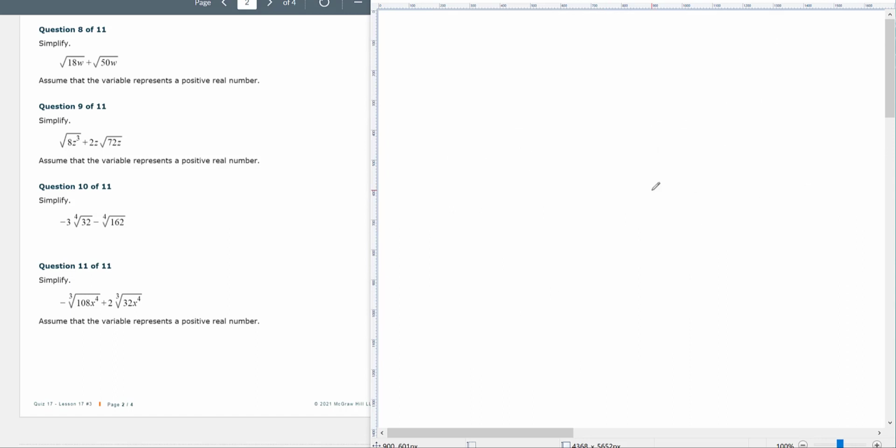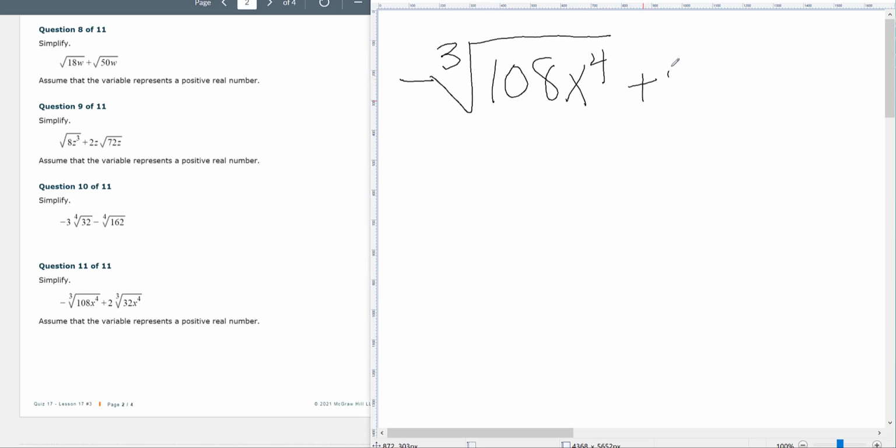And number 11, negative cube root of 108x to the fourth plus 2 cube root of 32x to the fourth.